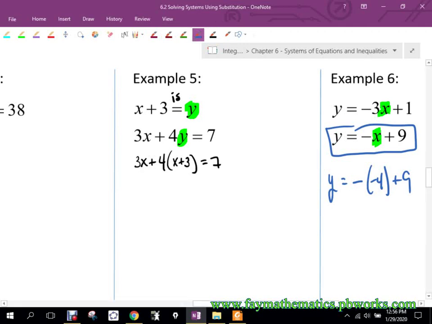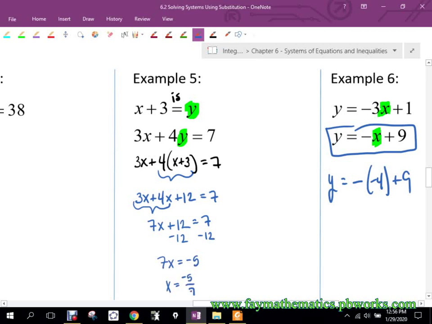process. Next, what is this telling me I have to do right here? Distribute. So I'm going to get 3x plus 4x plus 12 is equal to 7. You guys agree with that? That's what I get when I distribute that 4. Now what are you going to do? Combine like terms. So 7x's plus 12 equals 7. Now what? Minus 12, I don't know what 7 is. -5, good. And now what? Divide by 7. So negative 5 sevenths, -5/7. And we leave it that way.